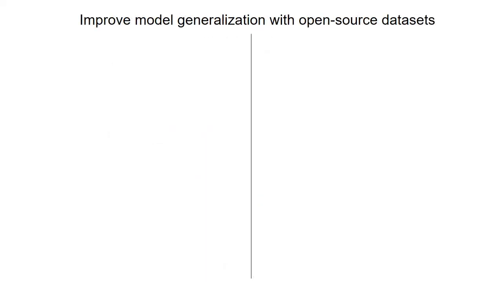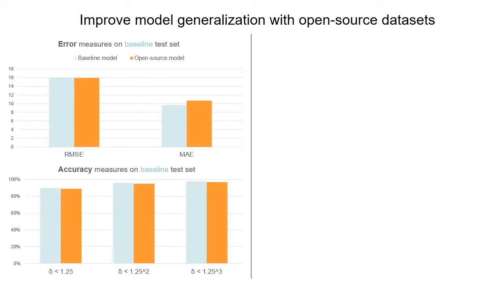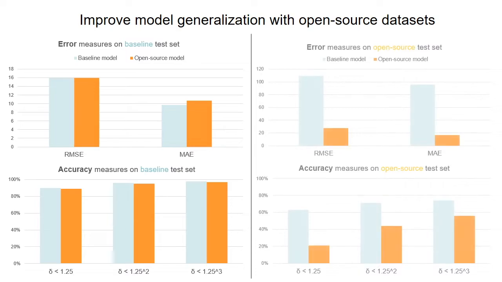To improve further the generalization of the model also on other scenes, additional open-source datasets have been used, training a second model on the new data. While on the original test set the two models perform very similarly, on the extended test set the new model demonstrated to have an improved generalization.